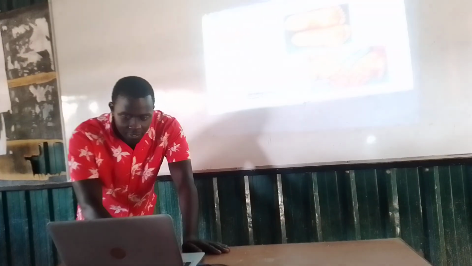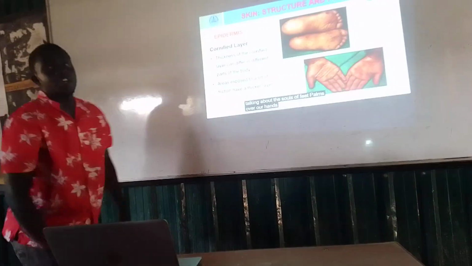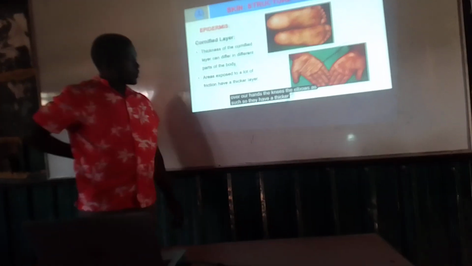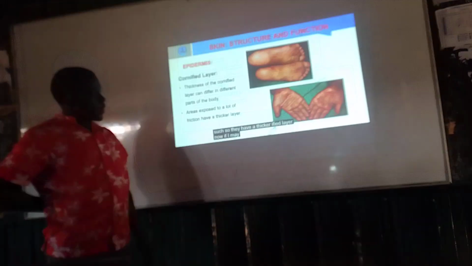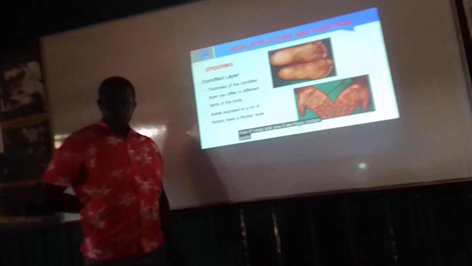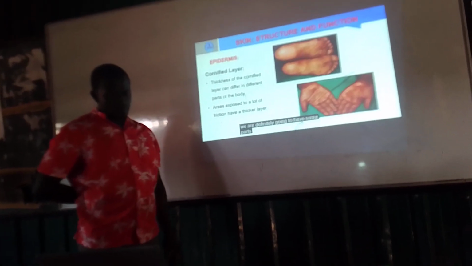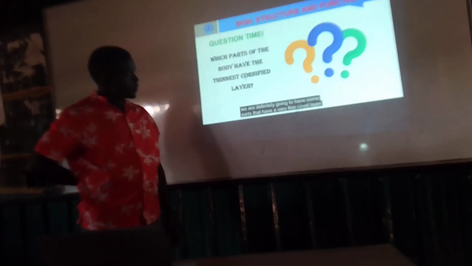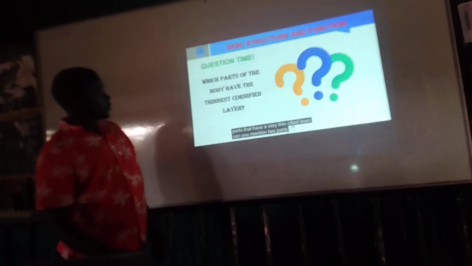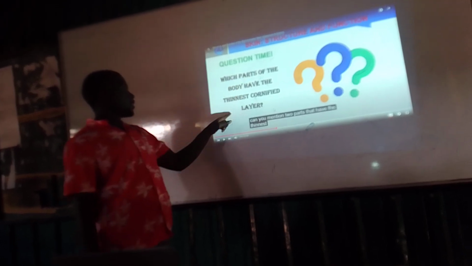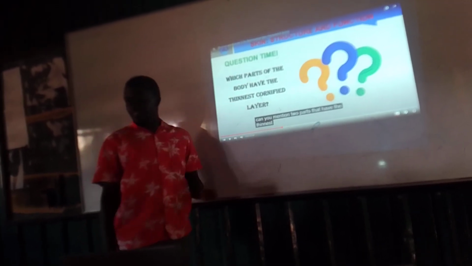I'm talking about the soles of feet, palms of our hands, the knees, the elbows as such. So they have a thicker conified layer. Now, if we have certain parts that have a thicker conified layer, we are definitely going to have some parts that have a very thin conified layer. Which parts of the body have the thinnest conified layer?